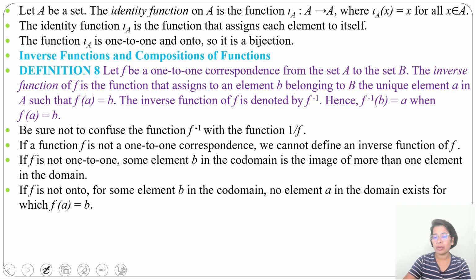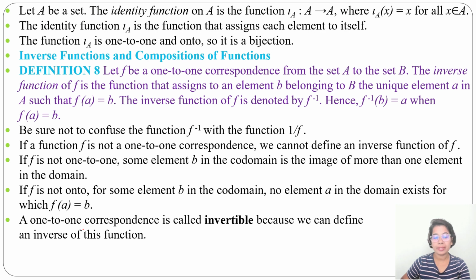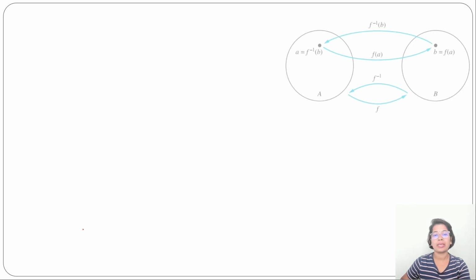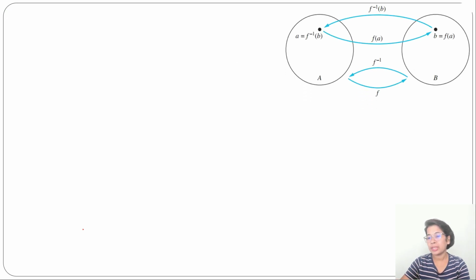If a function is not one-to-one, some element b in the codomain is the image of more than one element in the domain. And if it is not onto, then for some element b in the codomain, no element a in the domain exists for which f of a equals b. There may be some free element in set B for which we cannot find its inverse. So a function is invertible if it is a one-to-one correspondence, and it is not invertible if it is not a one-to-one correspondence. Now the diagram for inverse: if f is a function from set A to B, then f inverse is a function from set B to A.